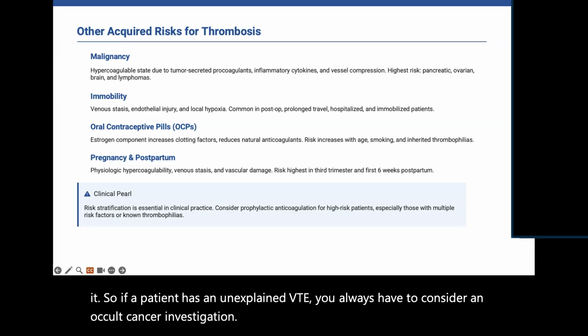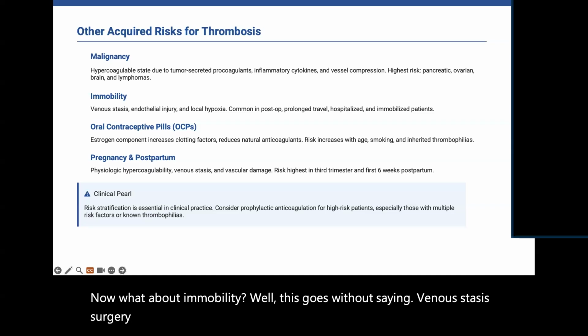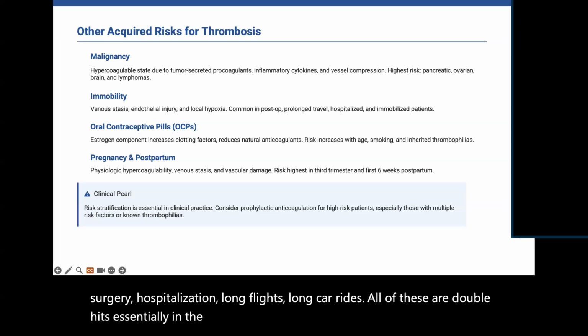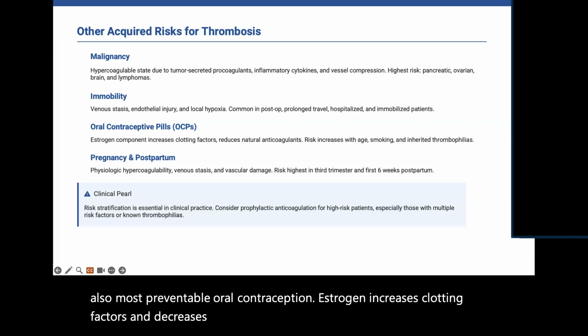Now, what about immobility? Well, this goes without saying. Venous stasis, surgery, hospitalization, long flights, long car rides. All of these are double hits, essentially, in the Virchow triad. So these are the most common and also most preventable. Oral contraception. Estrogen increases clotting factors and decreases natural anticoagulants. So that's why it makes the risk even higher.